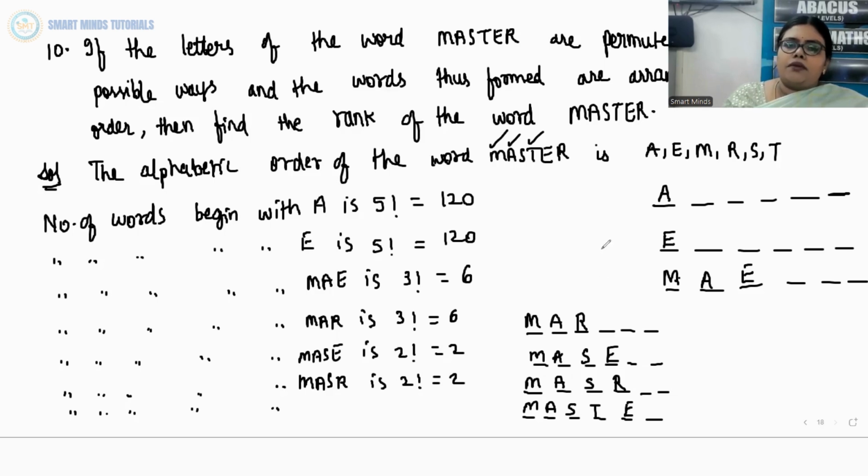Now E is our requirement, so fix E here. Go to the next position. And the only left letter is R. So fix R over here. So in how many ways can you do this? Now no letter is left over, so that is 0 factorial. But we know that 0 factorial is 1.